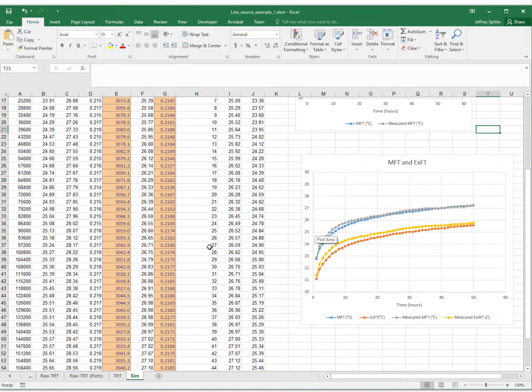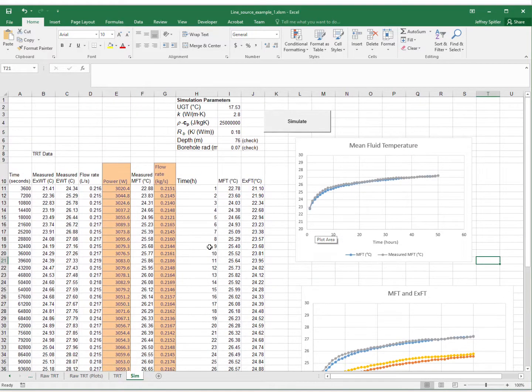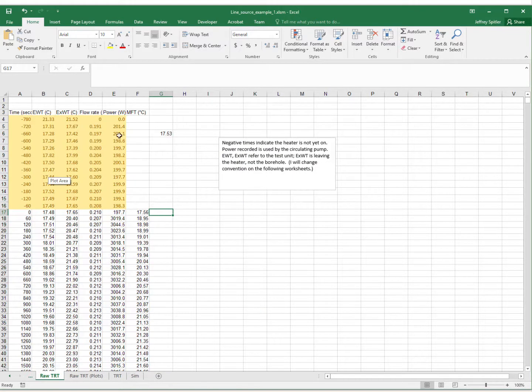Okay, so I'll upload the spreadsheet. There's the raw data here, and you see some negative times. Those were before the heater was turned on. If you saw, I used an undisturbed ground temperature of 17.53. It's the average of the entering and exit temperatures after we started to circulate the fluid, but before the heater turned on. And yeah, that's all the minutely data.